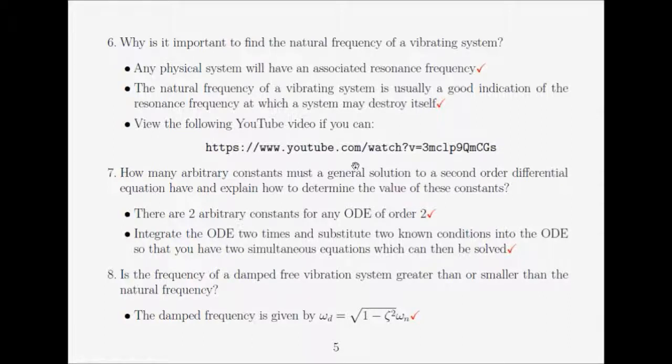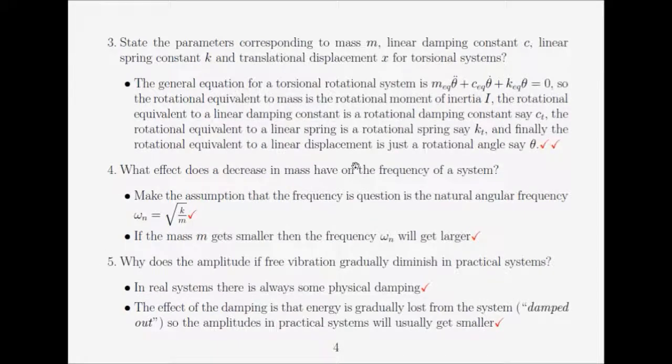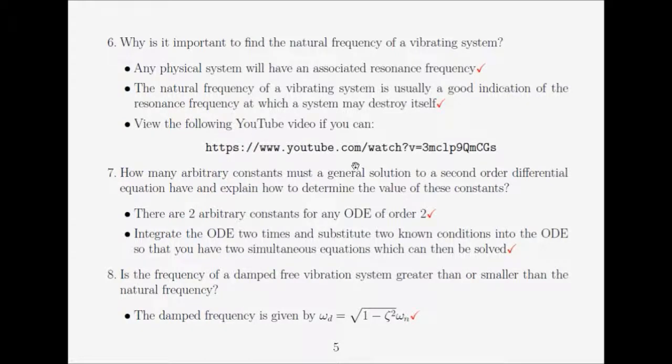Then the next question: is the frequency of a damped vibration system greater than or smaller than the natural frequency? Remember that we had the term omega n, square root of k over m, and the question is basically asking if omega d is the damped angular frequency of the system, is it greater than or smaller than omega n? So basically we need to determine what is the magnitude of the term square root of 1 minus zeta squared. Typically, zeta would be less than 1, 0.4, 0.6, and so on and so forth. So that would basically give you the answer.